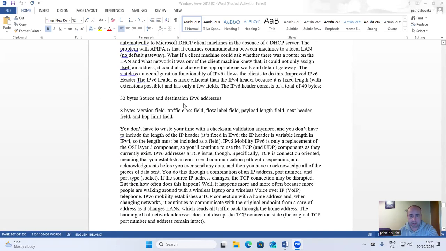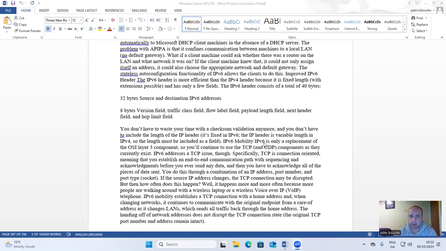32 bytes source and destination IPv6 addresses, 8 bytes version field, traffic class field, flow label field, payload length field, next header field, and hop limit field. You don't have to waste your time with a checksum validation anymore, and you don't have to include the length of the IP header. It's fixed in IPv6. The IP header is variable length in IPv4, so the length must be included as a field.